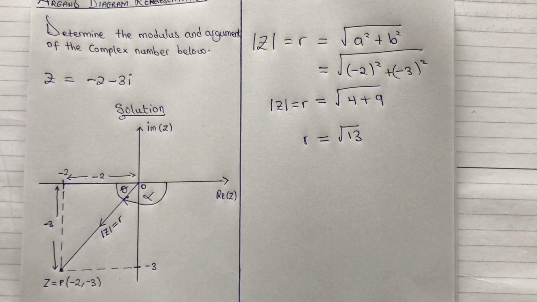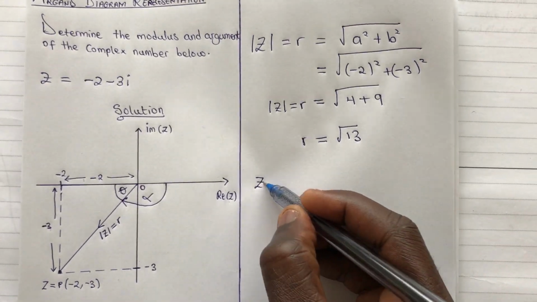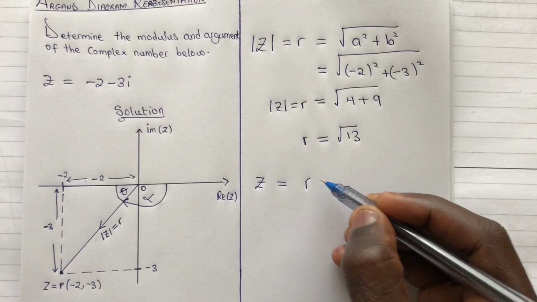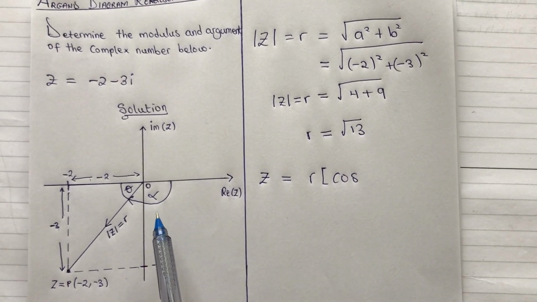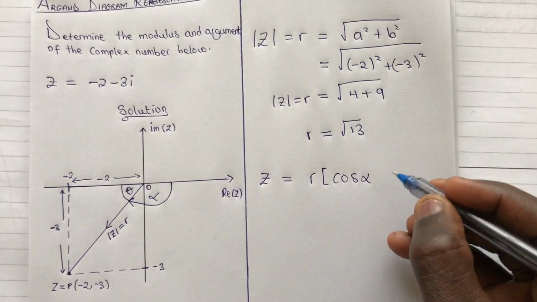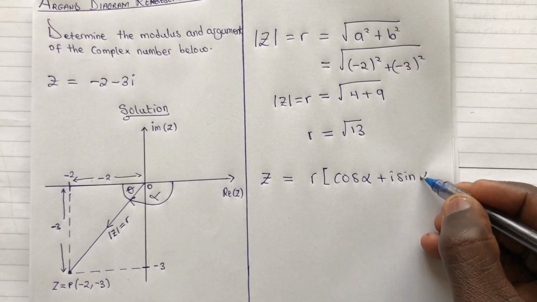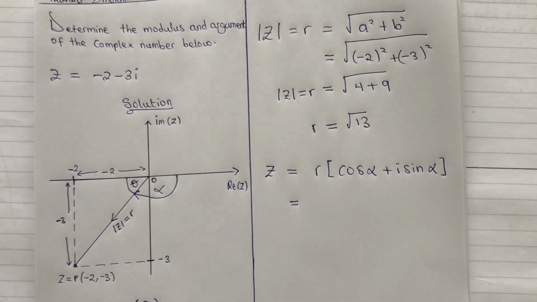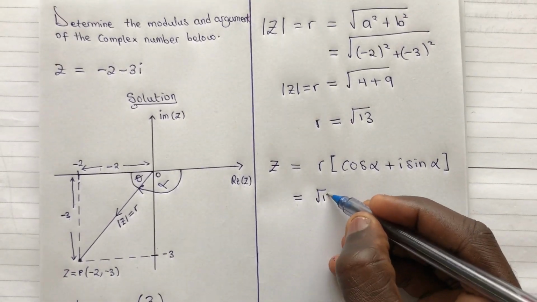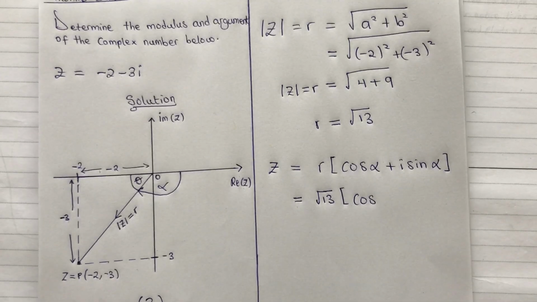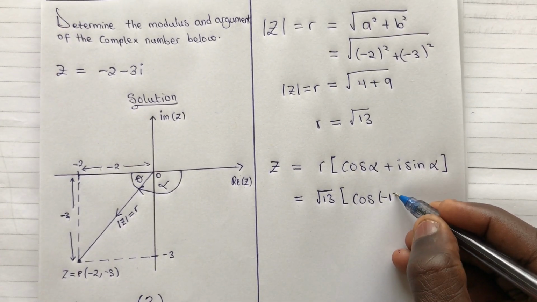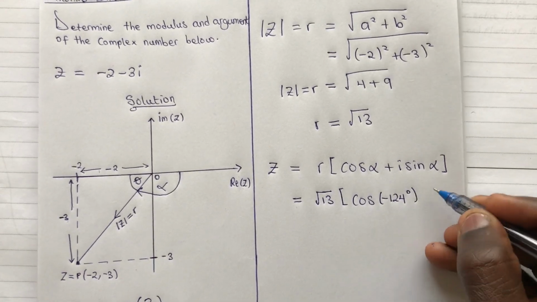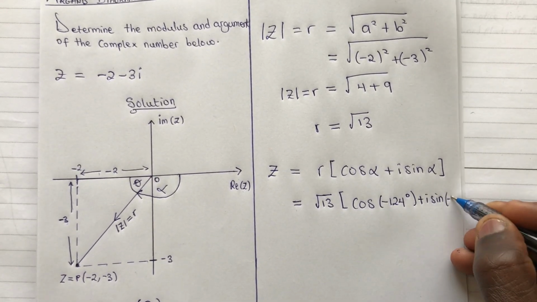So we are supposed to leave the results in the polar form. So in the polar form, we have complex number z equals r into cos. Now the actual angle we found was alpha, not theta. So cos alpha plus i sine alpha. So we can substitute the value of r is root of 13 into cos alpha gave us negative 124. So minus 124 degrees plus i sine minus 124.